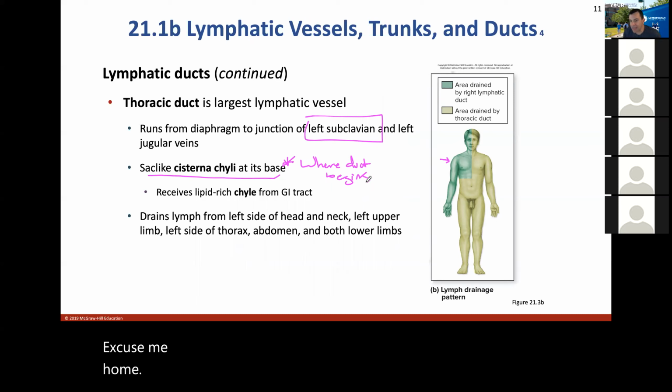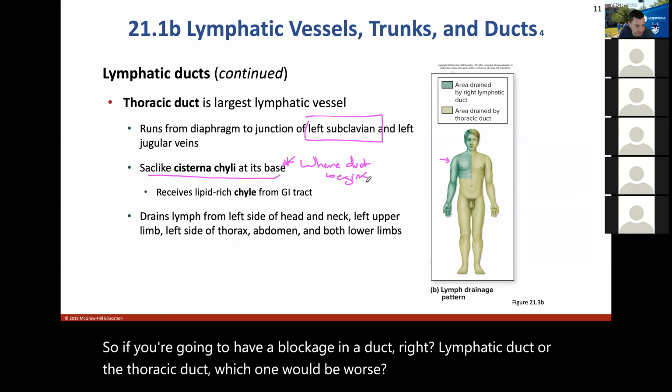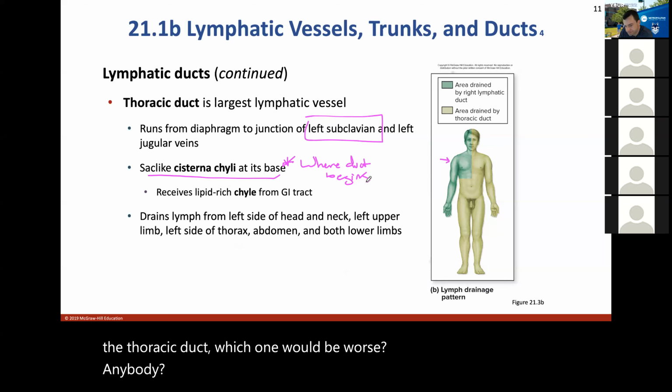So if you're going to have a blockage in a duct, the right lymphatic duct or the thoracic duct, which one would be worse? Anybody? Thoracic. There you go. Because we can have lymphedema where? Everywhere.